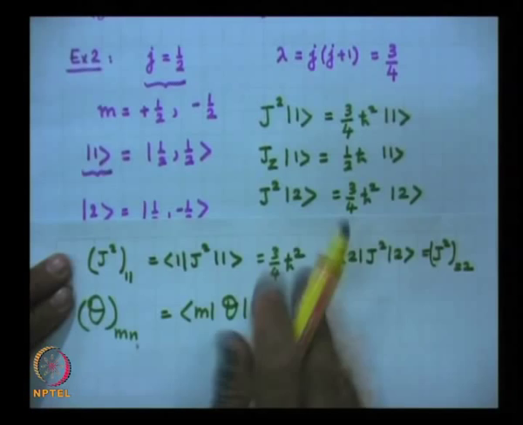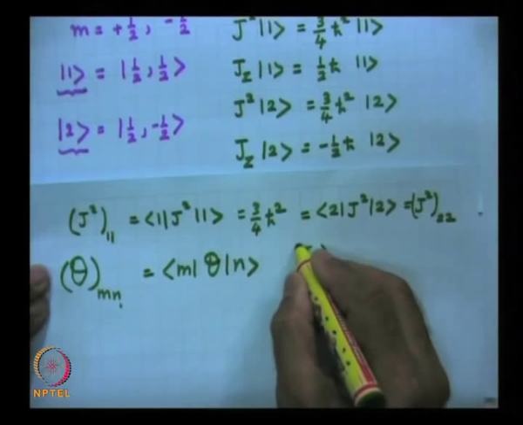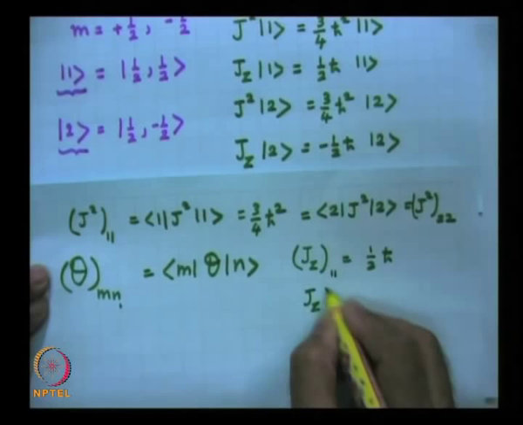Similarly, Jz ket 1 is proportional to ket 1. So, you have Jz⟨1|1⟩ will be equal to half ħ, and Jz⟨2|2⟩ is equal to minus half ħ.